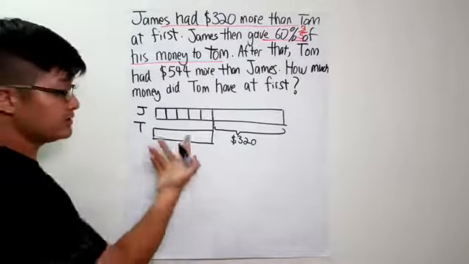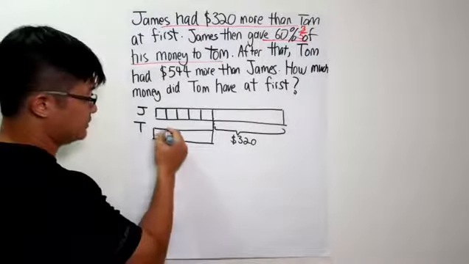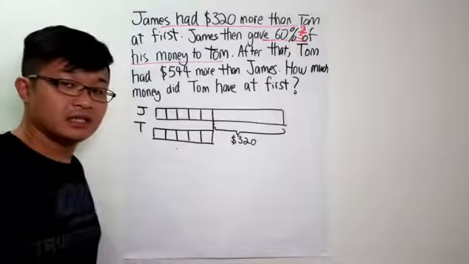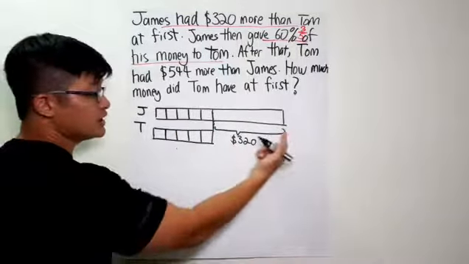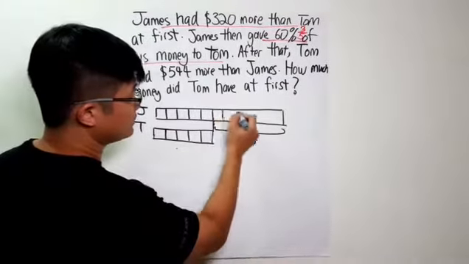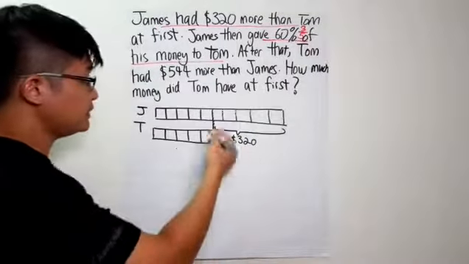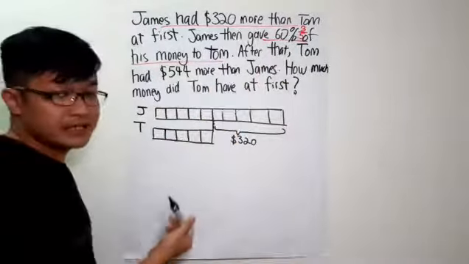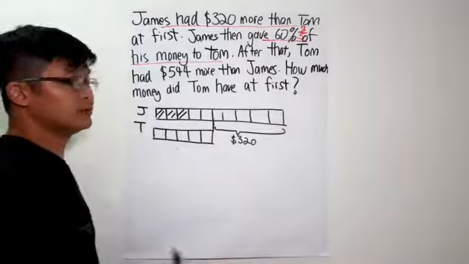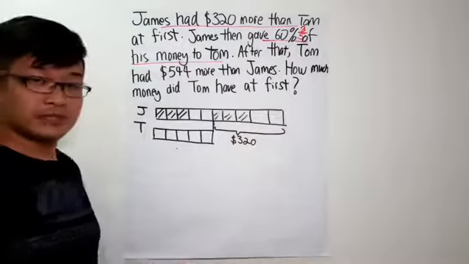And since the bottom is the same, I can also cut Tom into 5 parts. 1, 2, 3, 4, 5. Now, this extra portion here, we will also need to cut it into 5 parts. 1, 2, 3, 4, 5. Now, 3/5 of his money was given to Tom. So, 1, 2, 3 will be given away, and 1, 2, 3 will be given away.